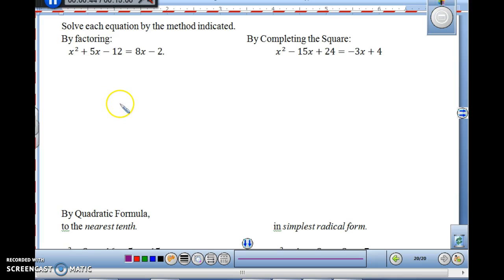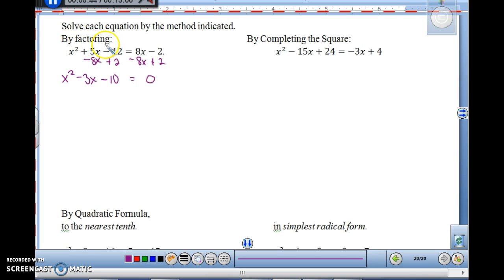So first thing we have to do, get it equal to 0. So to get it equal to 0, we have to move the 8x and the minus 2. So I'm going to minus the 8x. That goes under the 5. And add the 2. Goes under the 12. So that gives me x squared minus 3x, negative 12 plus 2 is minus 10, is equal to 0. All right, so I've got it equal to 0.